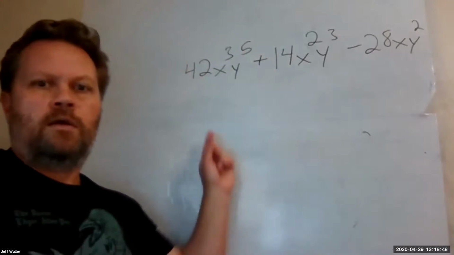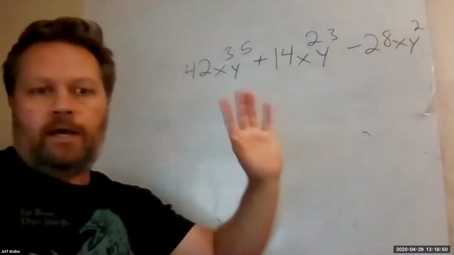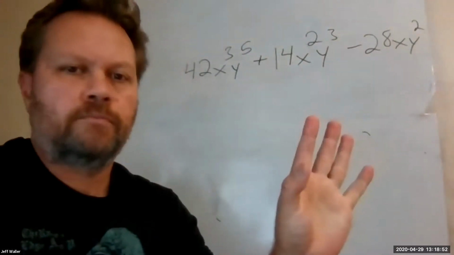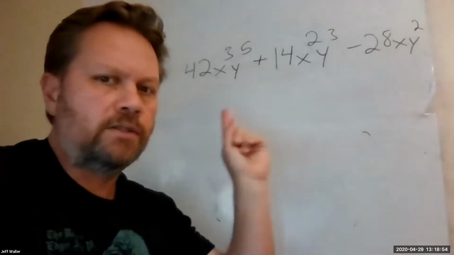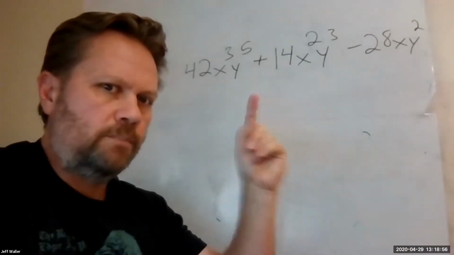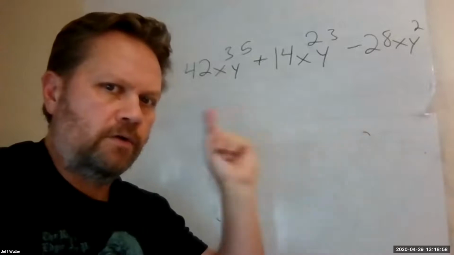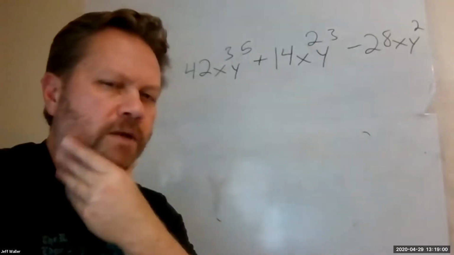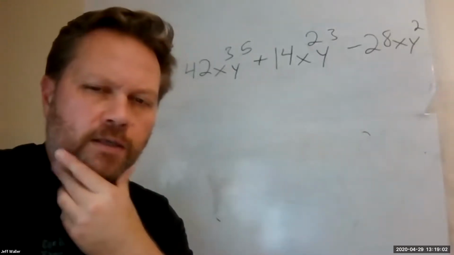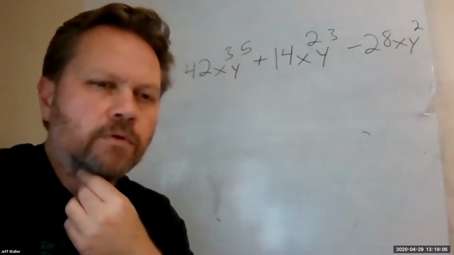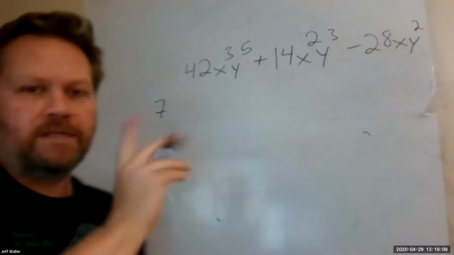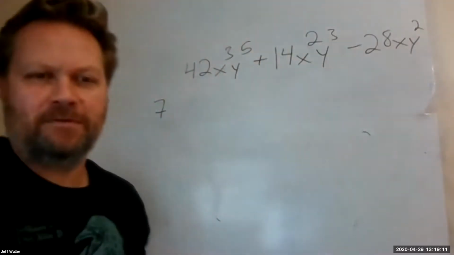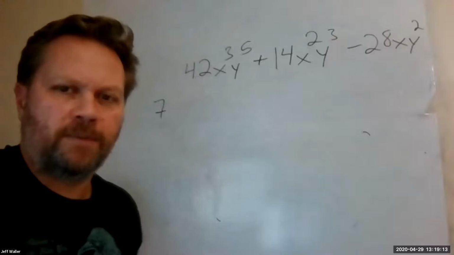So there's three terms. Who cares? The method doesn't change. Look at the numbers. What's the biggest number that goes into all three of those? This might be a little bit tricky. 7. Okay, let's go with 7. I love it. If you notice something, be quiet. We'll talk about it in a minute.